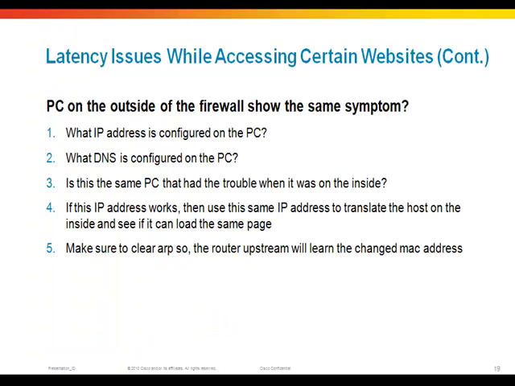So when you use a PC on the outside of the firewall, does it show the same symptom as it does on a PC behind the firewall? If it doesn't, then we need to look and see what IP address I am using on this PC. Is this different than the IP address that my inside client looks like when it goes out to the internet? What DNS is this PC on the outside using? Maybe you're using a 4.2.2.2 address for DNS on the PC on the outside. Maybe the laptop, when it is behind the firewall, is using an internal DNS server's IP address. So we need to look at all of that.